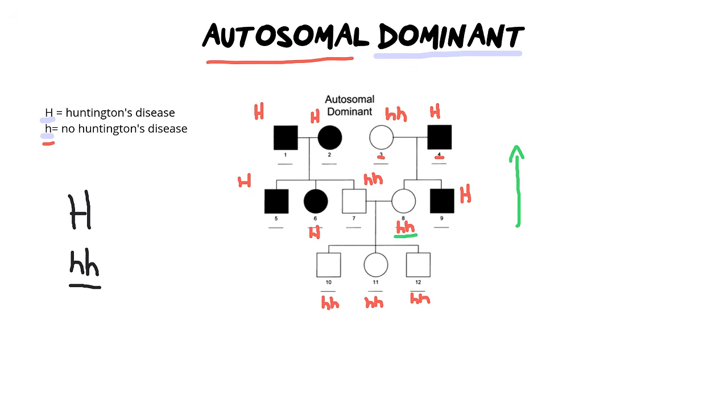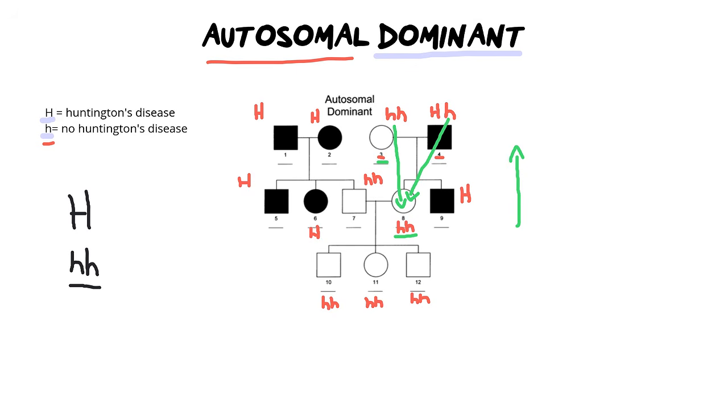And the only way that that's possible is that if this individual, number 3, gave their lowercase h, we need another lowercase h as well. And the only way that we can get that is from individual number 4. Now they have one capital H, but the other letter must be a small letter h because that's how individual 8 inherited one small letter from each parent, and now they are a homozygous recessive. And now we figured out what 4 is.